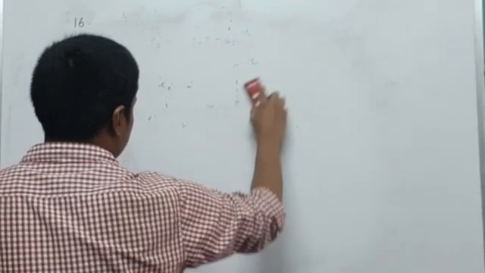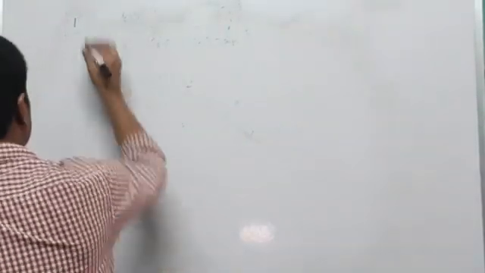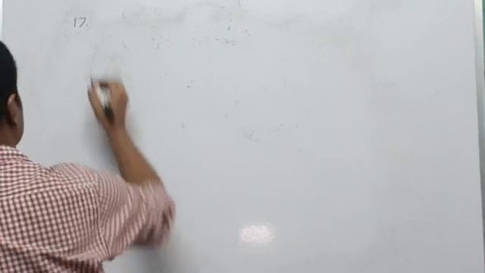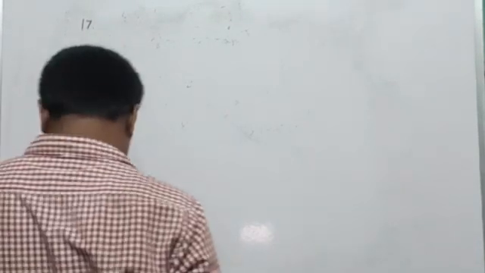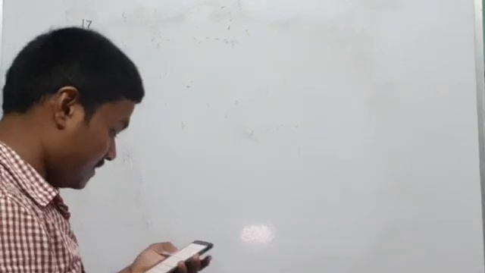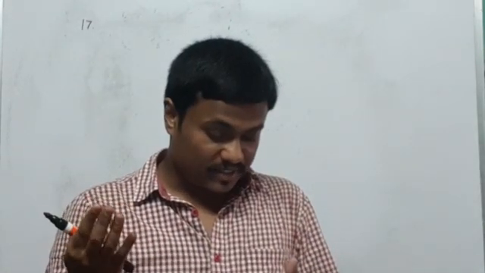Problem number 17. So this is an interference pattern problem. The problem states the intensity of the primary maximum in a two-slit interference pattern is given by I2.